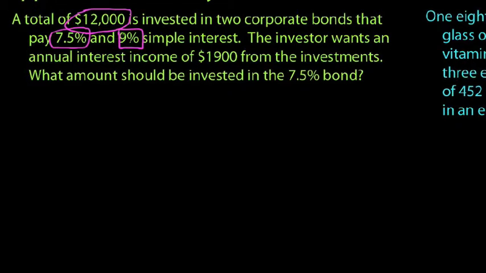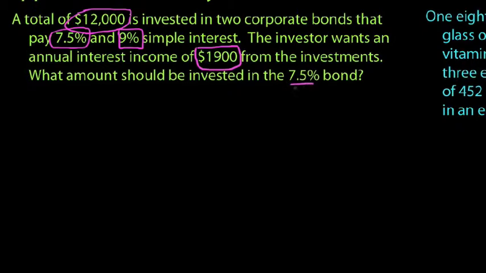You know, that's something that we calculate often in our exponents unit. So we say the investor wants an annual interest income of $1,900. Okay, so from the investments. So circle this guy. It says, what amount should be invested in the 7.5% bond.